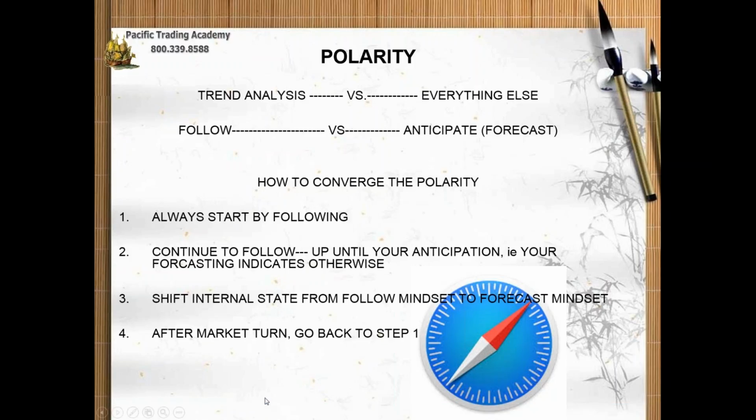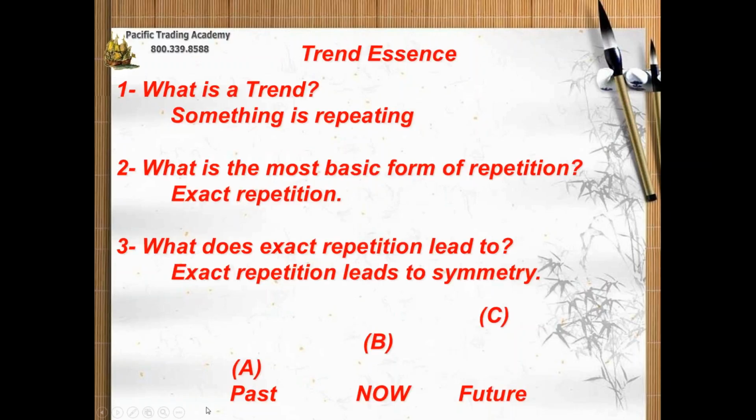Let's illustrate this a little more explicitly. I want to talk first, to put this into a broader context, about what constitutes a trend. What's the essence of trend? A trend is a phenomenon that is due to something repeating. What's the most basic form of repetition? Exact repetition. And what does exact repetition lead to? Exact repetition leads to symmetry.